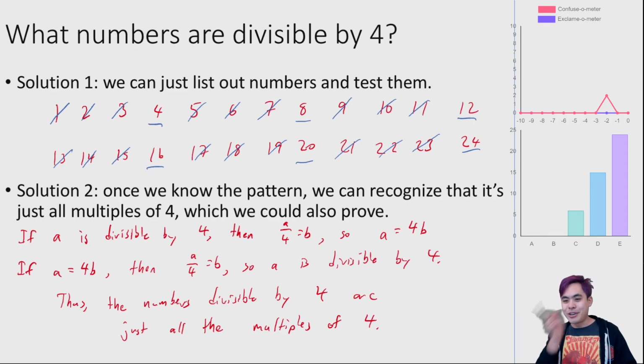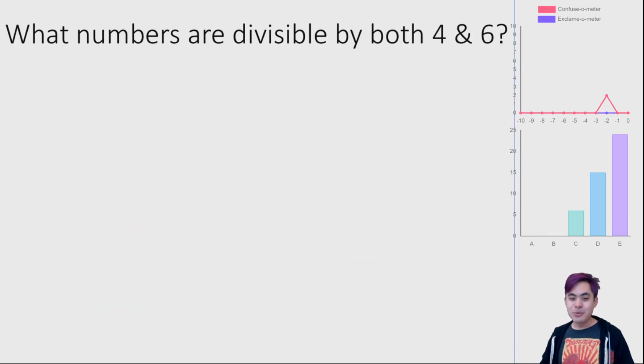But now let's ask a harder question. What numbers are divisible by both 4 and 6? And now this gets a little trickier, right? So the first thing you'll notice is, well, what is a number? What is the easiest number you can think of that's divisible by both 4 and 6?